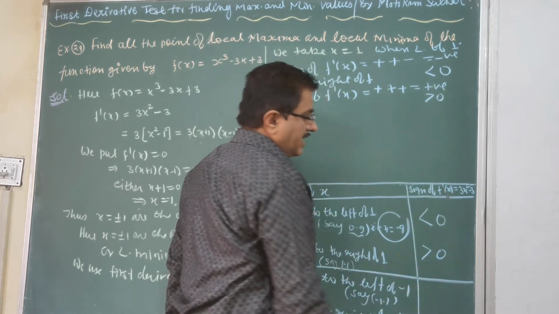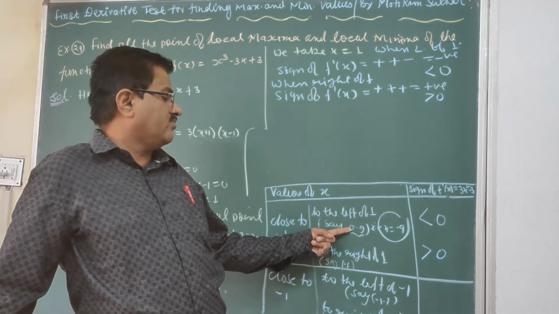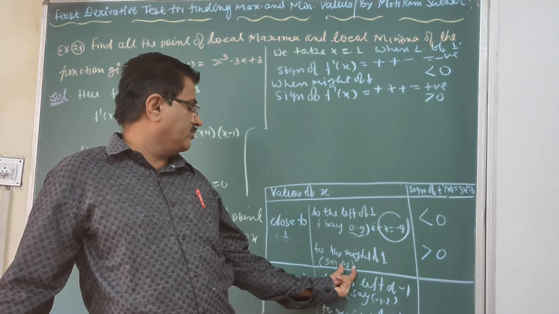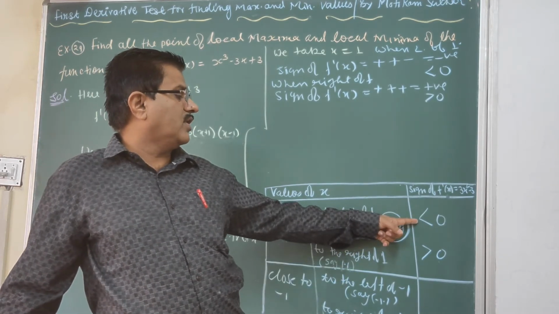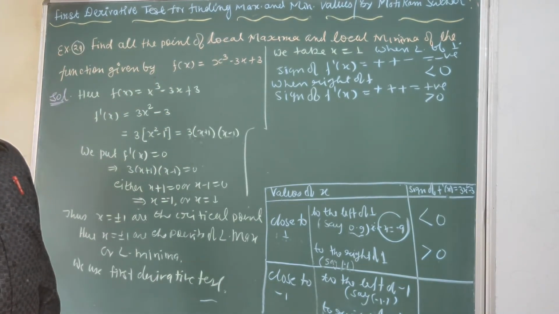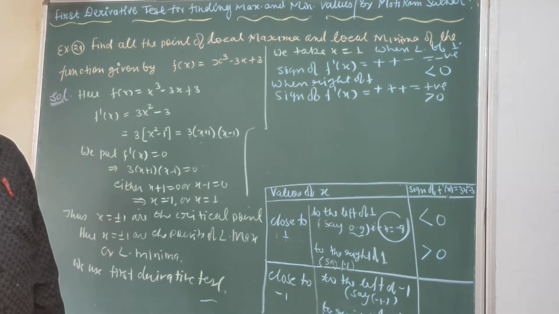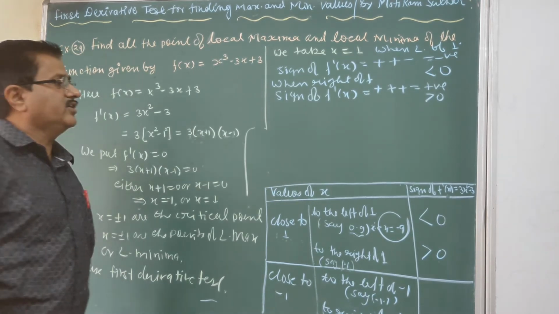So what are we getting? f(x) is increasing. Why? We take 0.9 and then we take 1.1. It means we are increasing x, but what is the value of the corresponding f dash x? That is from negative to positive. So x equal to 1 is the point of local minimum by the first derivative test.